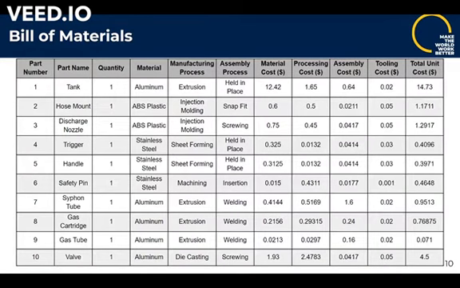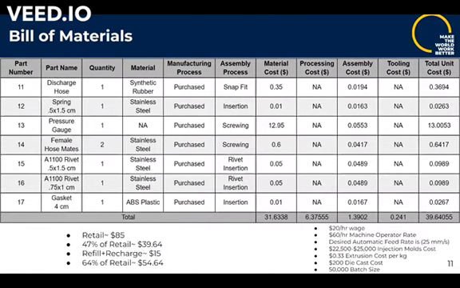Moving into our bill of materials, for taking the total unit cost for each part, we looked at the material cost, processing cost, assembly cost, and tooling cost of each part. However, for some of our parts, like the spring, pressure gauge, hose mates, and rivets, we are not going to have a processing cost or tooling cost because we're going to purchase these directly. And we found those prices by looking at bulk prices.